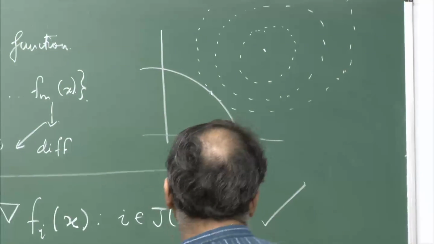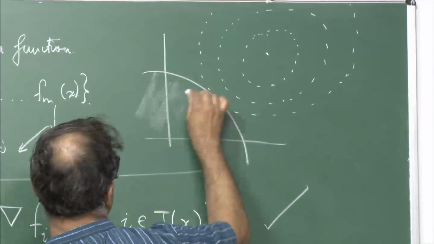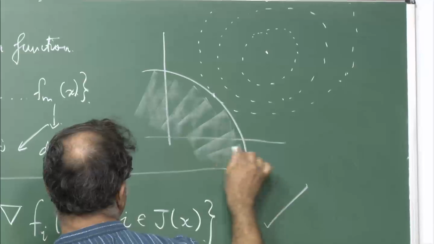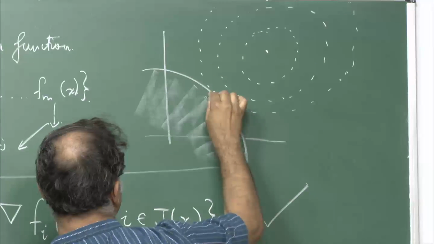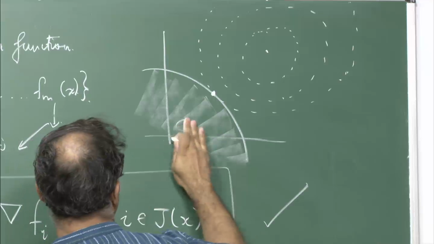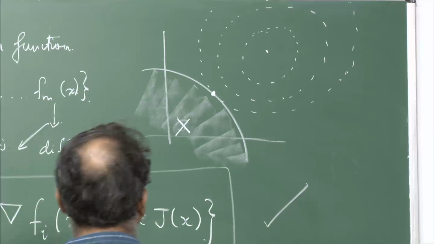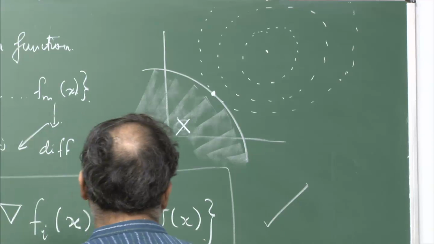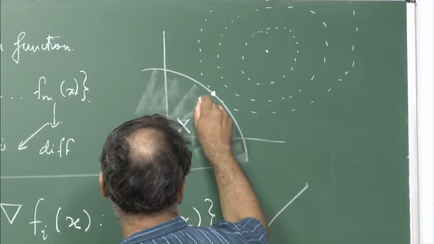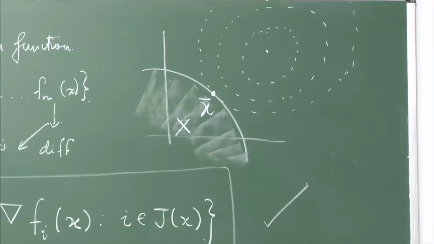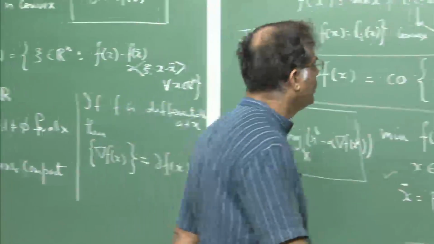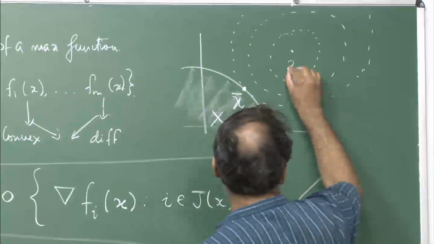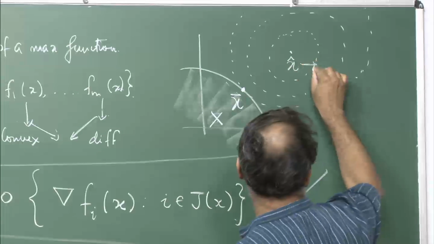Now, the constrained minima is here, because the function values are increasing in this direction. So, the constrained minima is here, this is x bar. But I may not be able to start with x bar immediately. So, this is your unconstrained minima, x hat, that is unconstrained minima.